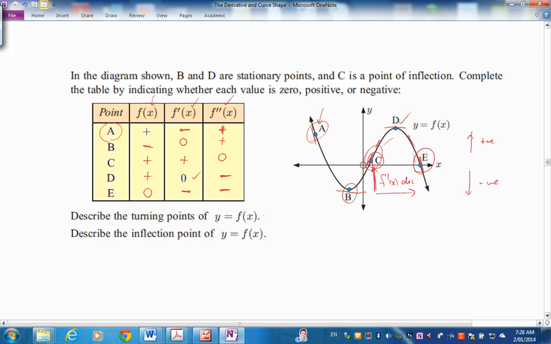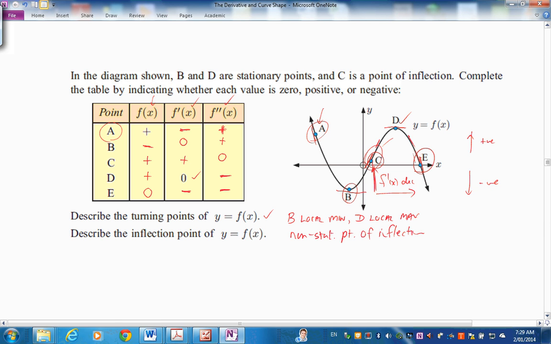Describe the turning points of y equals f of x. The turning points are B is a local min and D is a local max. Describe the point of inflection of y equals f of x. It's a non-stationary point of inflection. We could also say something else.